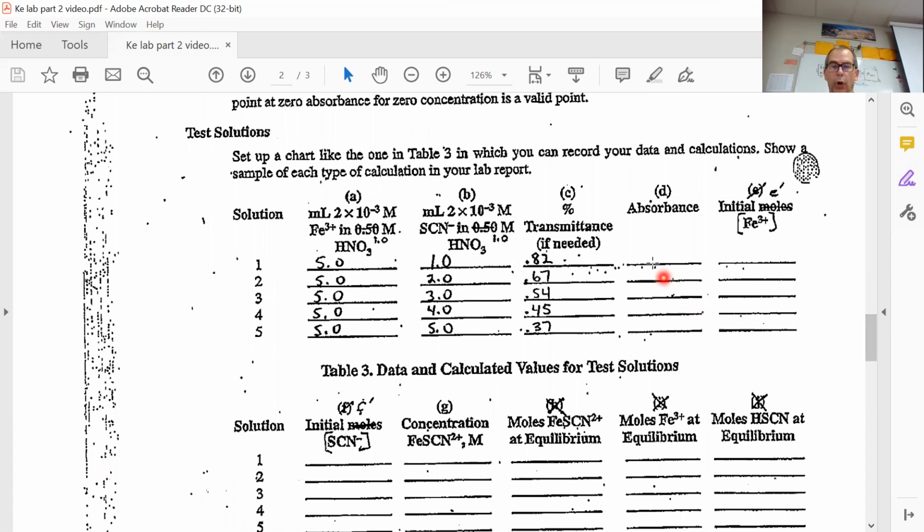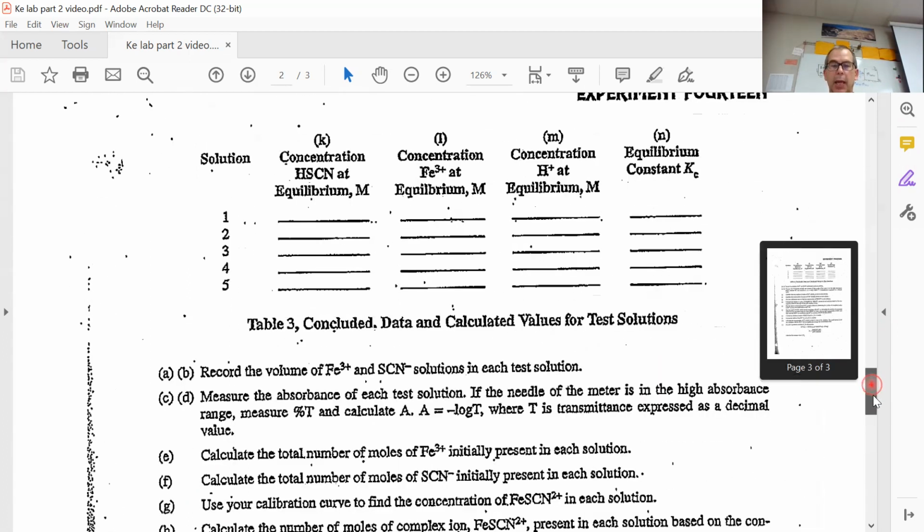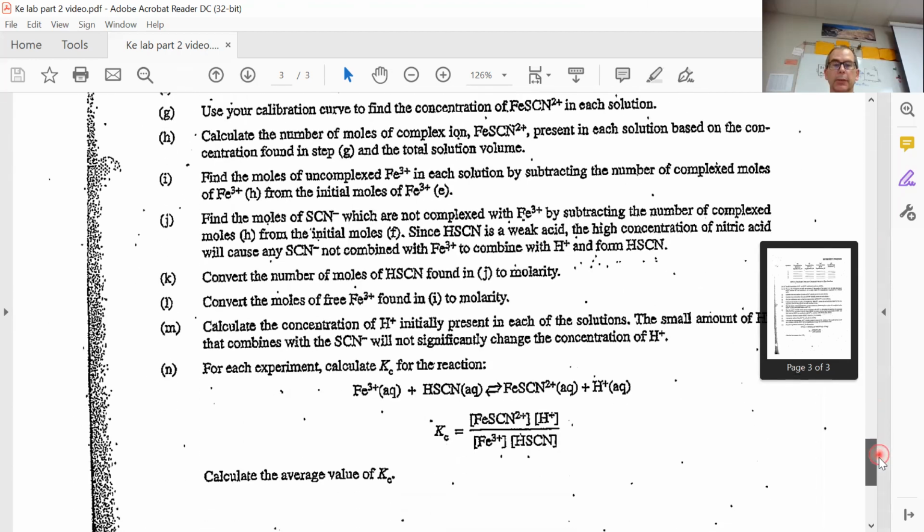And then we can work with these calculations here and make sure you're getting the right KEs, or we'll see what we're coming up with in class.